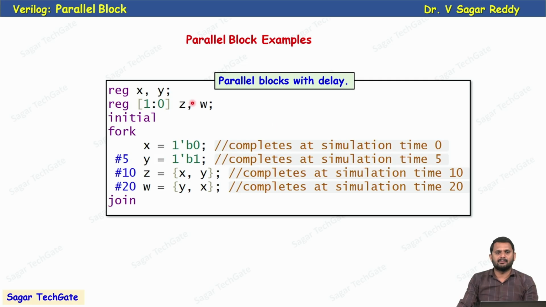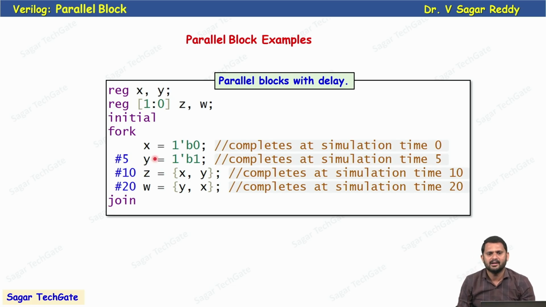Now in this example, I'll take the same example as earlier, but earlier I used begin end, and here I'll use fork join. That is the difference. Clear? Here, see, this is a fork and join. So reg x, y, reg [1:0] z, w, initial fork join, x equal to 1'b0. What are these fork join blocks known as? A parallel block. All the statements written in these parallel blocks will execute concurrently, nothing but parallelly.